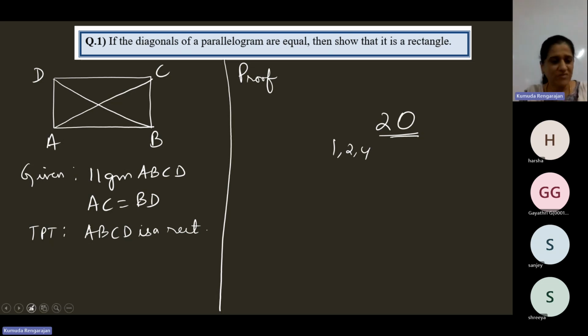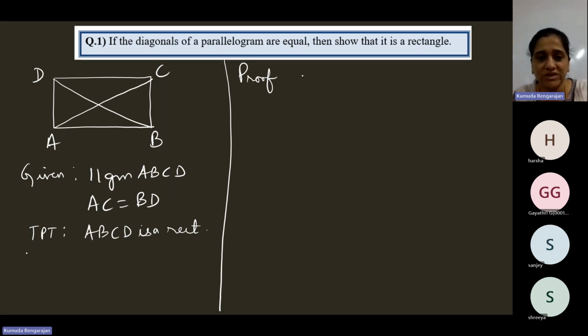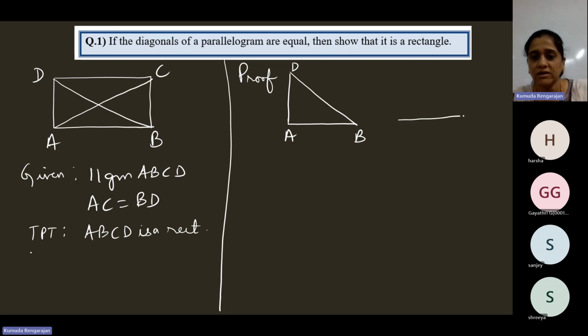In the same way here, to prove it's a rectangle, we have to use the definition of a rectangle. How do you show it's a rectangle? It should be a parallelogram. It's already a parallelogram. Then one angle should be a right angle. That's not there, so that's what we have to prove. And to prove that, we are going to take up these two triangles: triangle ADB and the other triangle, ABC.